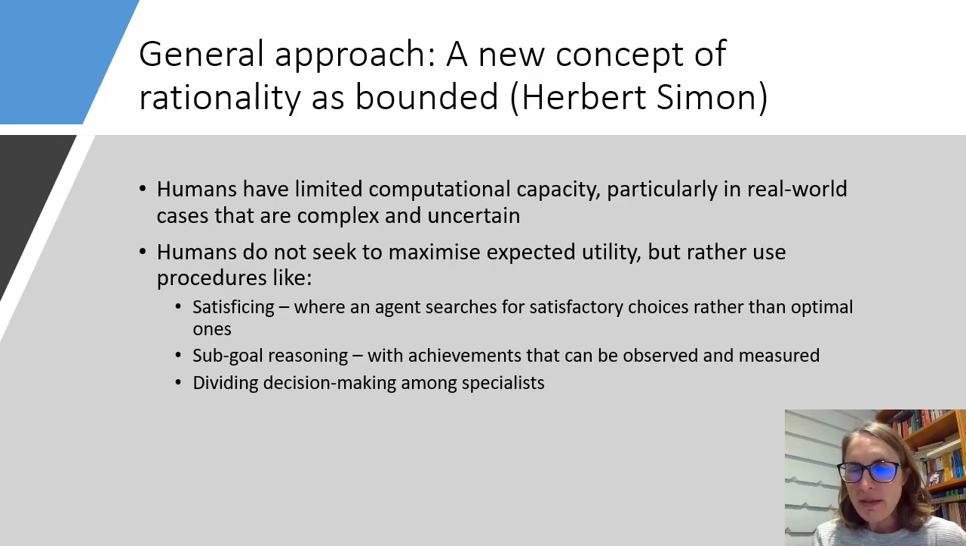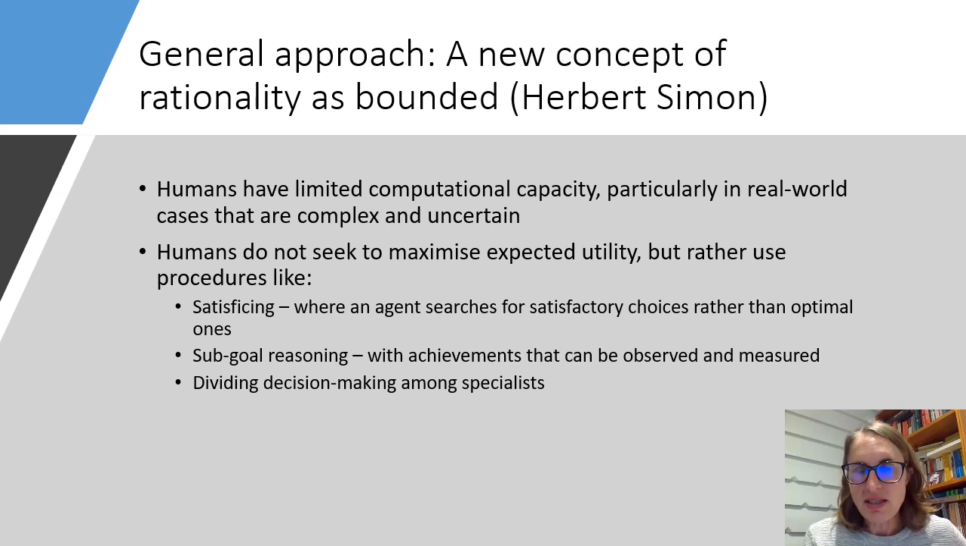So in these various theories that have been proposed by behavioural economists to try to explain some of these anomalies that don't fit with the neoclassical models, there are a number of new concepts that have emerged. In general, underlying much of this work is a new concept of rationality as bounded rather than defined in the neoclassical model. The idea is that humans have limited computational capacity, particularly in real-world cases that are complex and uncertain.